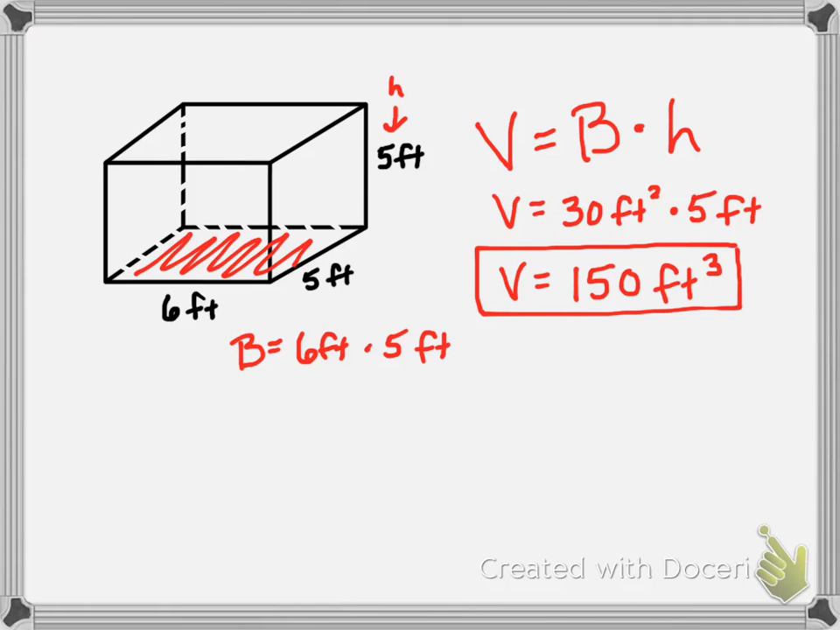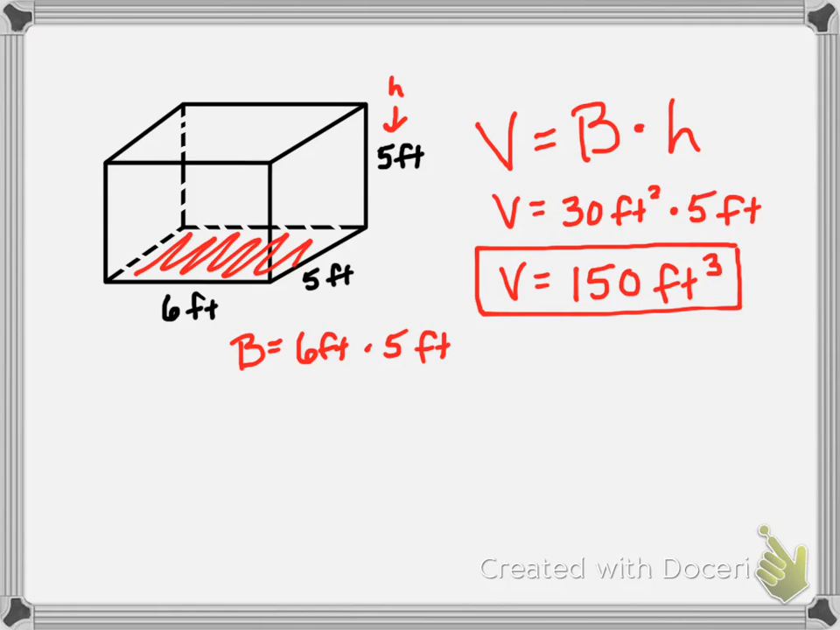Now notice, because I did feet squared times feet, I get feet cubed, to the third power. Does that make sense? Because volume is three-dimensional, that's why it's feet cubed, or units cubed. It's to the third power because it has 3 dimensions, because we multiplied feet times feet times feet. So just like area is always squared, volume is always cubed.